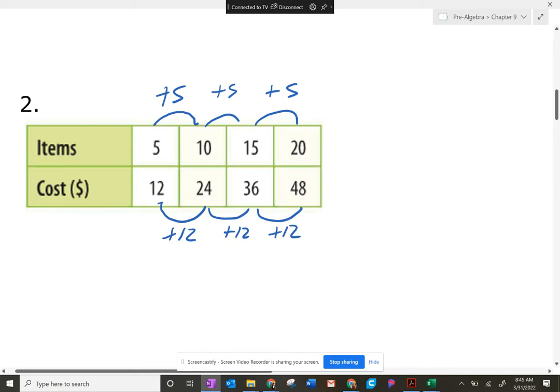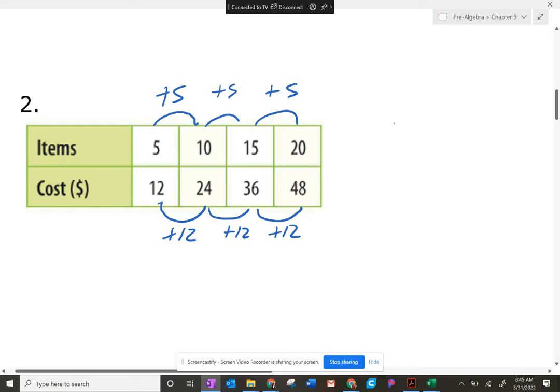Yes, they are. So on the top, for every 5 items, that's kind of how they're writing this chart. Down here, they're saying it's going to go up $12 in between each one of those groups. So how could I say this? How could I explain my rate of change if I don't want to draw the chart every single time? It costs $12 more for every 5 items that you get.